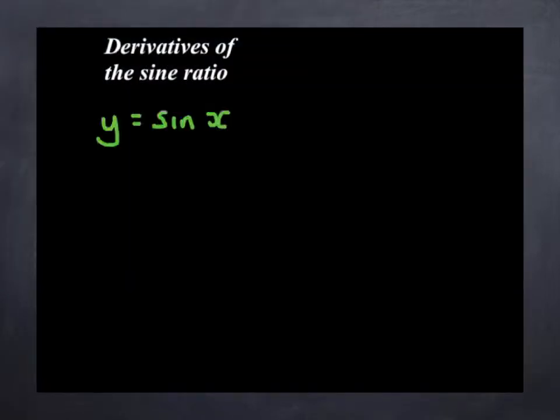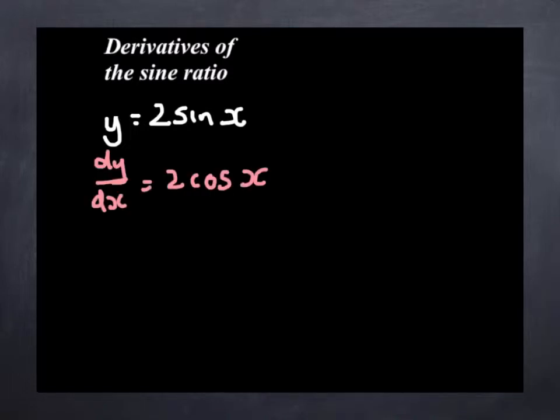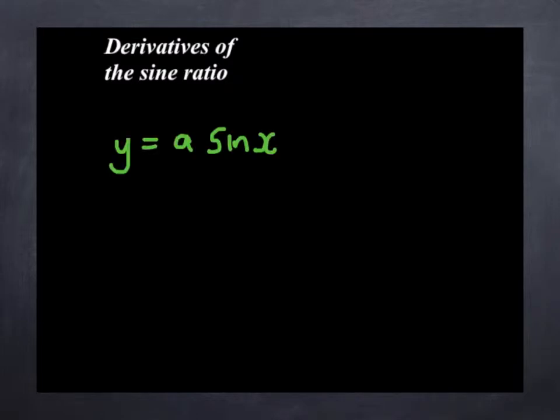We've found that if we look at the graph y equals sine x, its derivative is cos x. And if we look at the derivative of y equals 2 sine x, we find out that its derivative is 2 cos x. Now let's try and generalize that. We'll use a for the amplitude. So when we have y equals a sine x, the derivative dy by dx is a cos x.